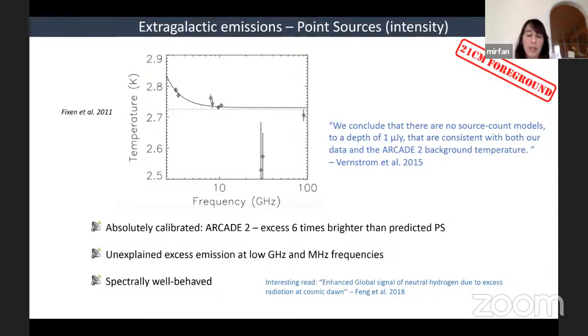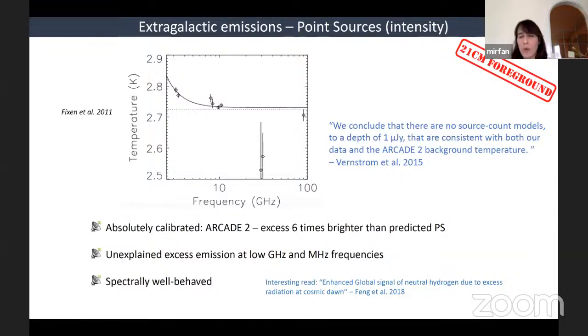There were several proposals for what this excess could be caused by, but one of the proposals was that there might be an additional population of radio sources that are incredibly faint, but numerous. There's loads of them, and they are pushing up the megahertz background temperature.